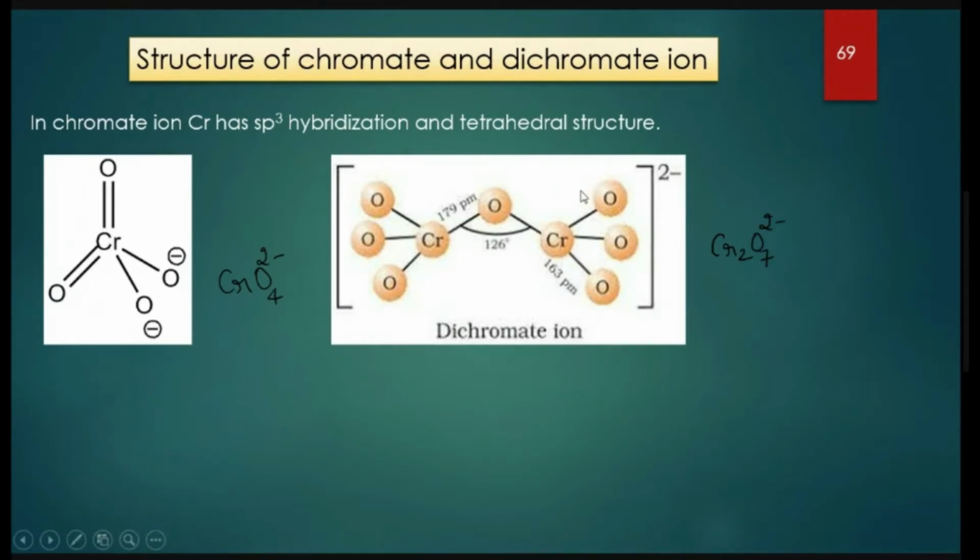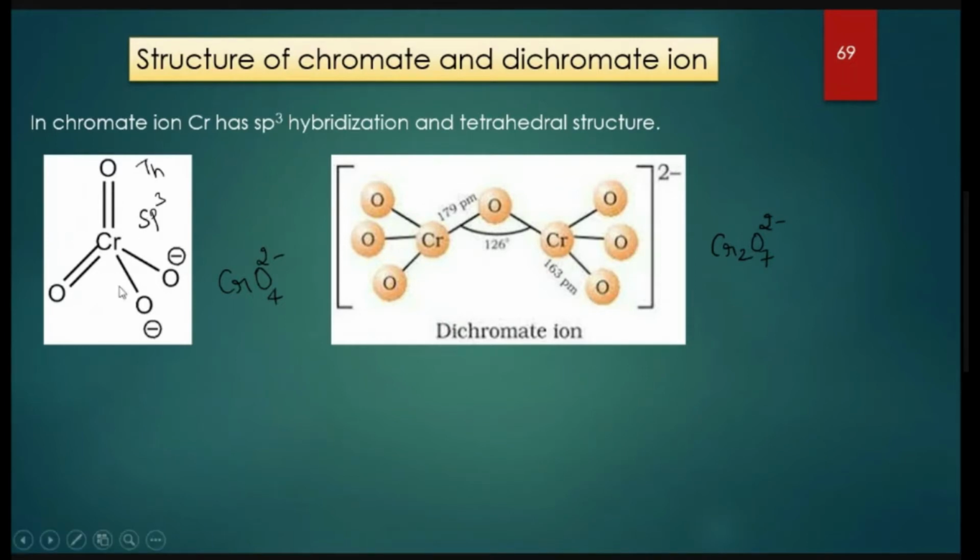In the chromate ion, the chromium atom undergoes sp3 hybridization and is bonded to 4 oxygen atoms, so the chromate ion has a tetrahedral structure. Just like methane, where 4 hydrogen atoms are bound to a single carbon atom, here also the chromium atom is attached to 4 oxygen atoms, and 2 of the oxygen atoms bear negative charges, meaning they have an extra electron. So the chromium atom undergoes sp3 hybridization and has a tetrahedral structure.